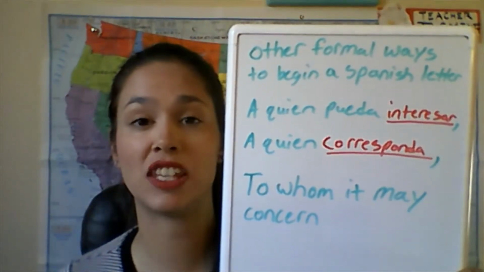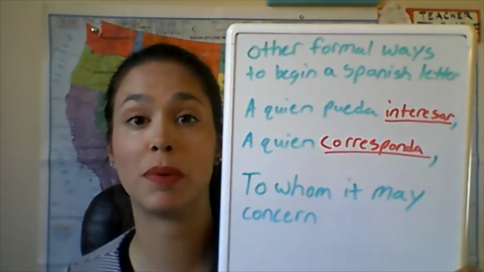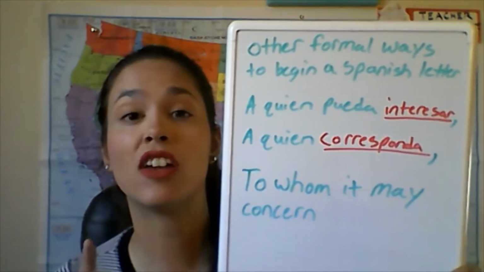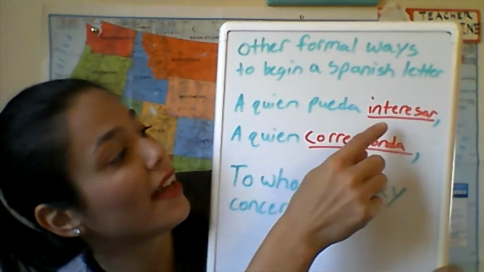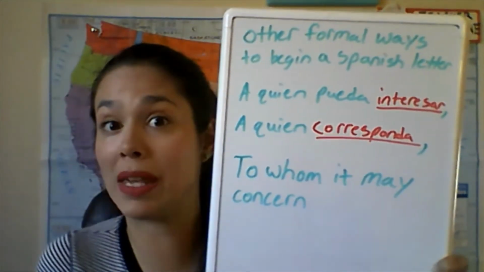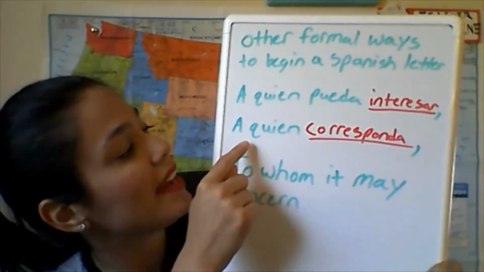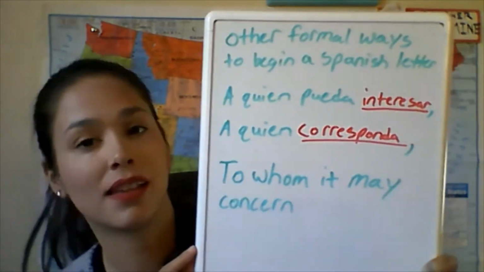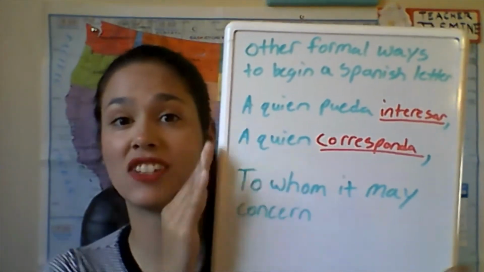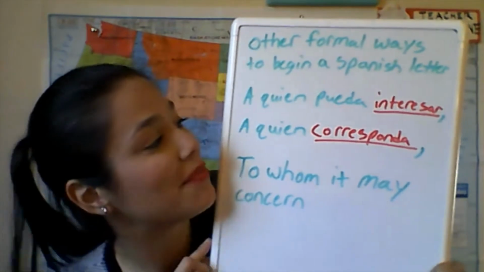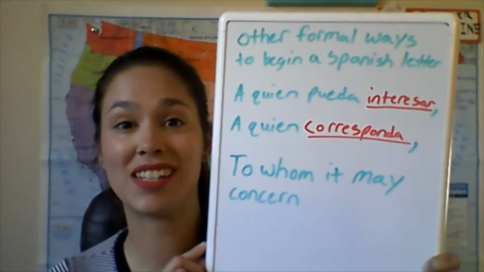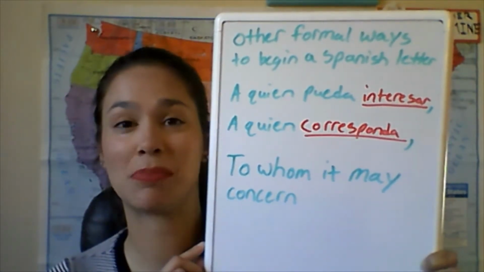Let's look at some examples of other formal ways you can begin a Spanish letter. The usual English phrase that you would use when writing an English letter would be "to whom it may concern." Here are two different ways you can write that in Spanish. A quien pueda interesar, or to whom it may interest. And then a quien corresponda, to whom it corresponds. Again, these are other ways you can say to whom it may concern. And here are two new learned words. Interesar, interest, and corresponda, correspond.